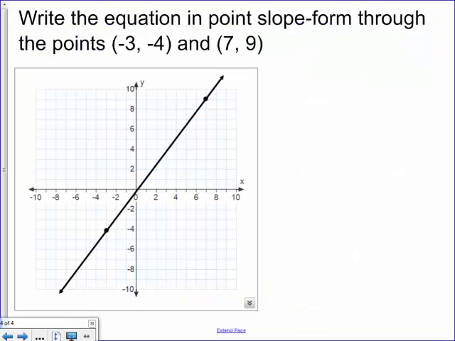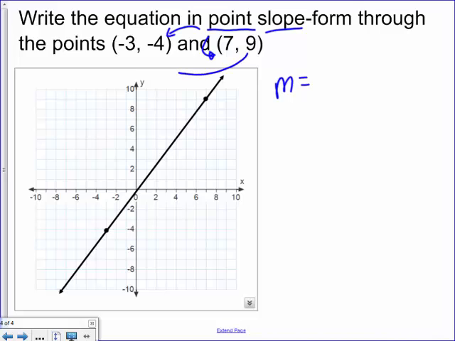All right, so let's write the equation in point-slope form through the points negative 3, negative 4, and 7, 9. Well, if I want to write it in point-slope form, what do I need to know? I need to know a point, which I do. I know 2 of them, so I can pick either one. And I need to know the slope. So first of all, let's go ahead and find the slope.